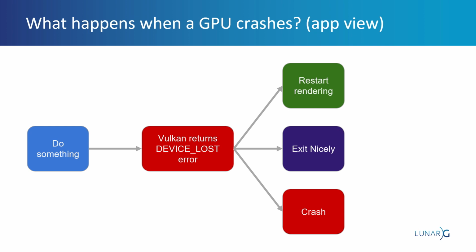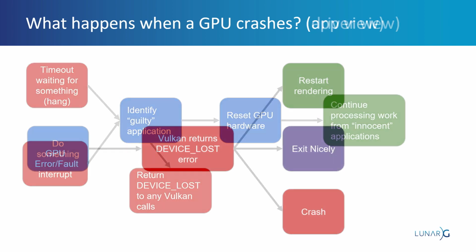So what happens in your app? You do something, you'll get back a device lost error, and you have a choice. You can restart rendering, and for things like compositors or mobile UIs, that's probably what you want to do. For a game or just a normal application, you might want to exit nicely, gather some debug information and send it off and tell the user what happened. Or you can just crash. That's always an option.